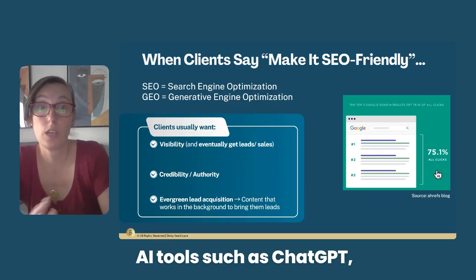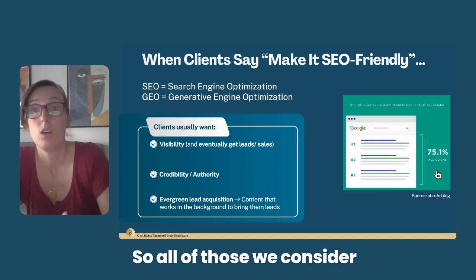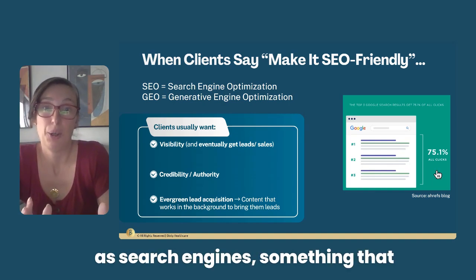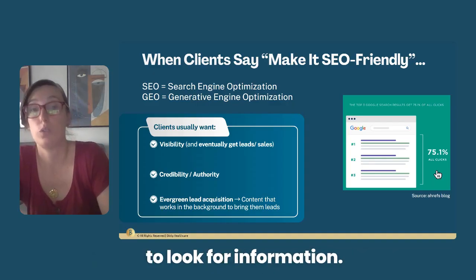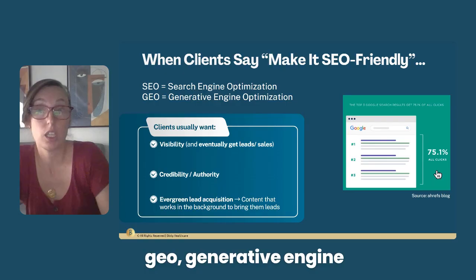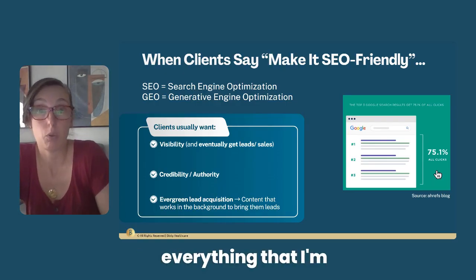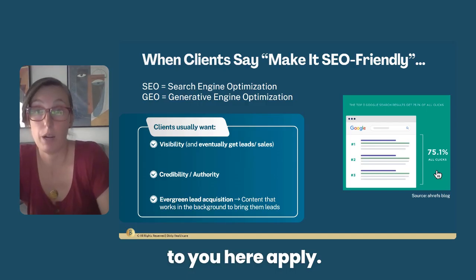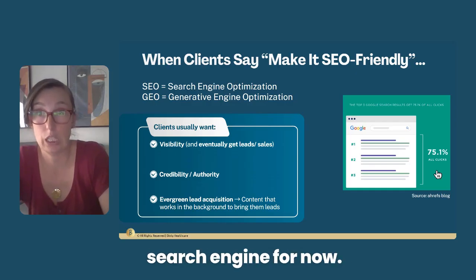Today, people also use AI tools such as ChatGPT, Claude, Perplexity to look for information. So all of those we consider as search engines, something that can be used by users to look for information. In the case of AI, you may hear terms like GEO, generative engine optimization, but the principles, again, everything that I'm going to explain to you here apply. We do tend still to focus first on Google as a main search engine for now.